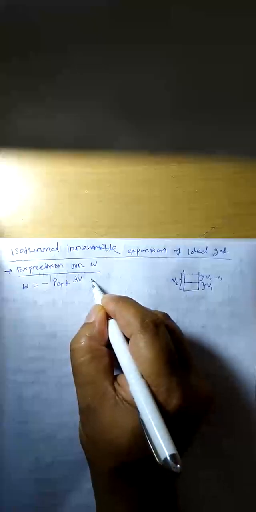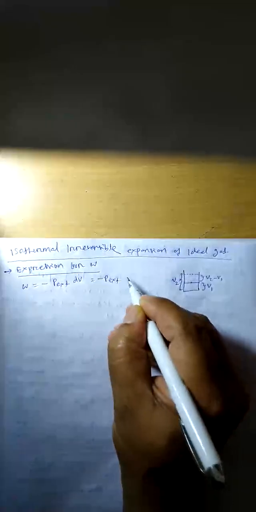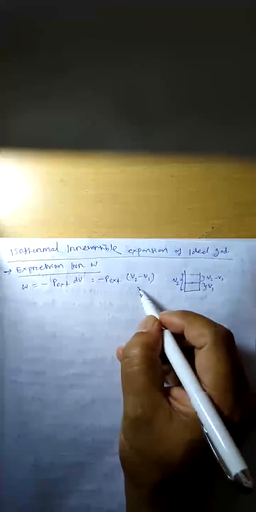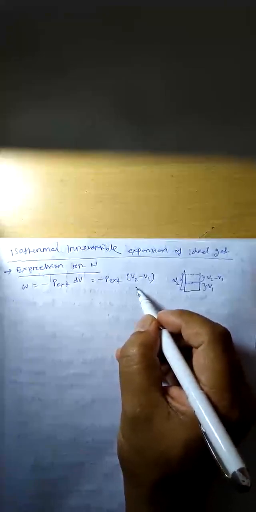We know that work done by the system means minus P external dV. That means minus P external times (V2 minus V1). This is the work done by the system.